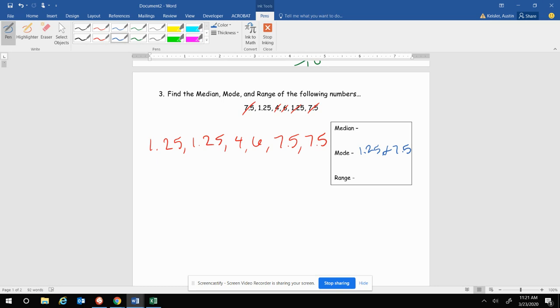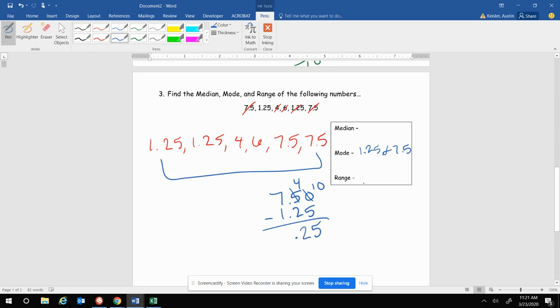Then I'm going to get to range. I'm going to subtract the biggest and the smallest. I'm going to make sure I line those decimals up. 10 minus 5 is 5, 4 minus 2 is 2, and then 7 minus 1 is 6. So my range is 6.25. And then lastly is median.